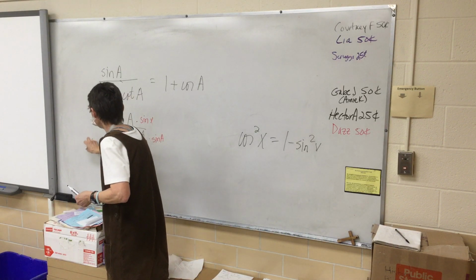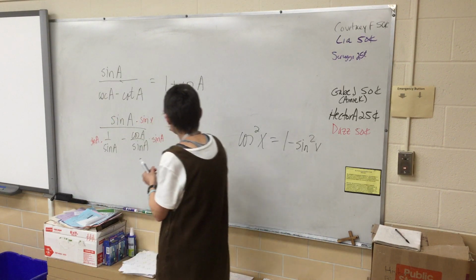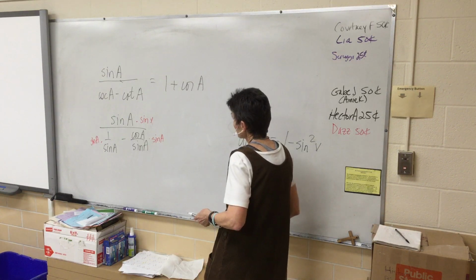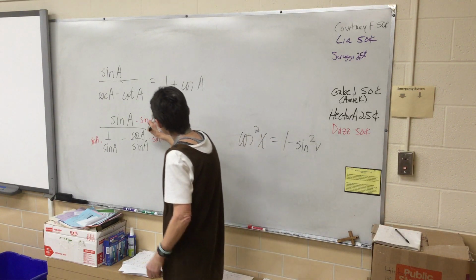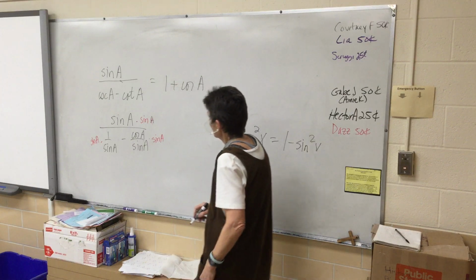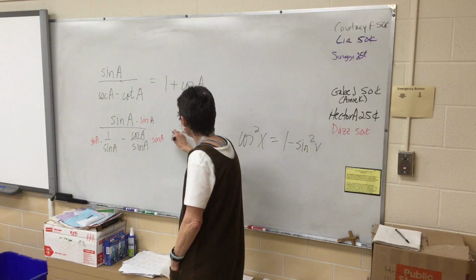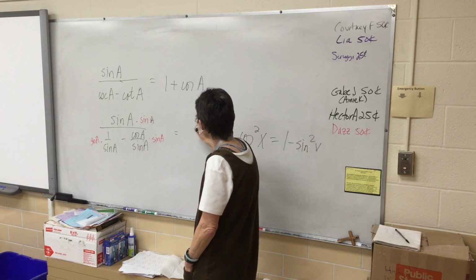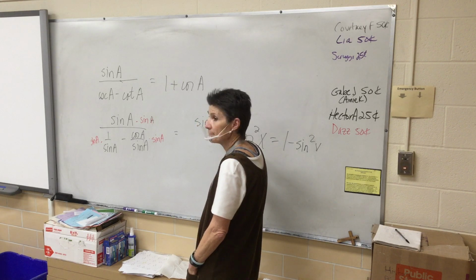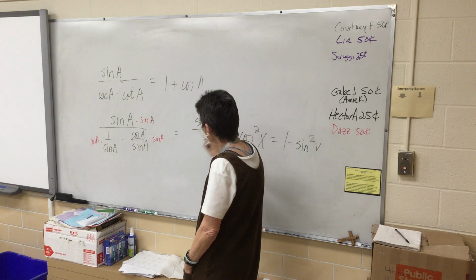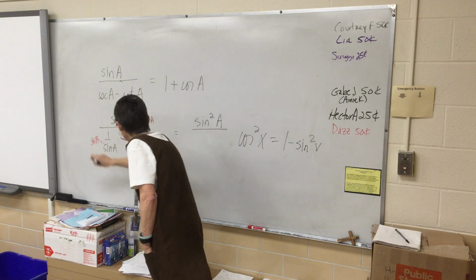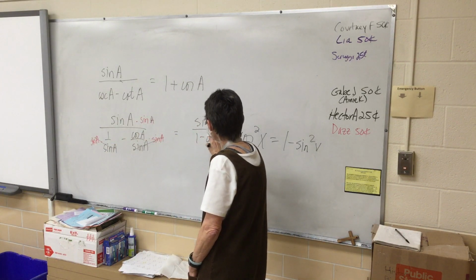I just have to remember to do everything by it. That should be an A. So what happens? Well, on the top, I'm going to have sine squared. Would you agree? And on the bottom, all this goes away, so I have 1 minus cosine.